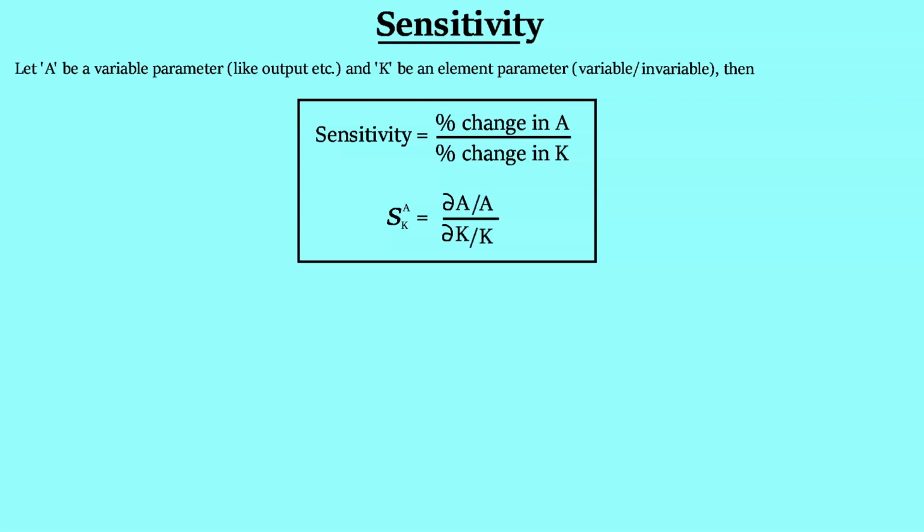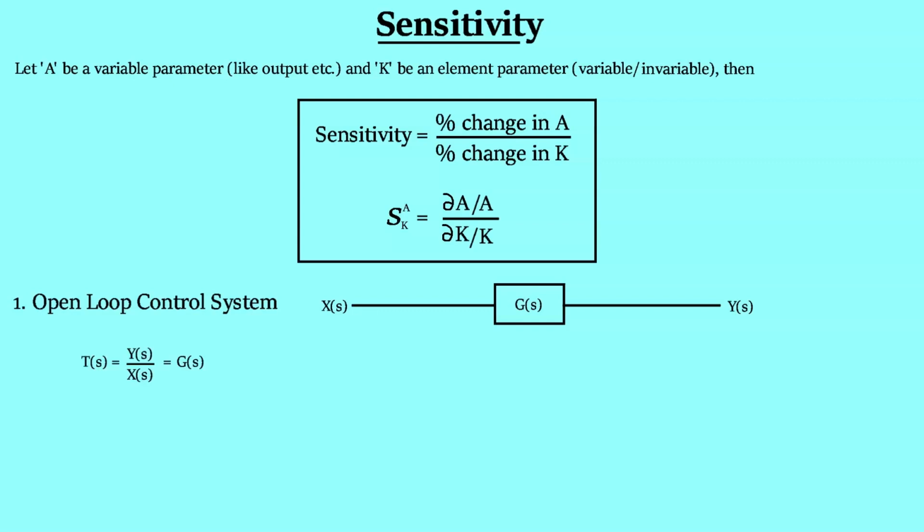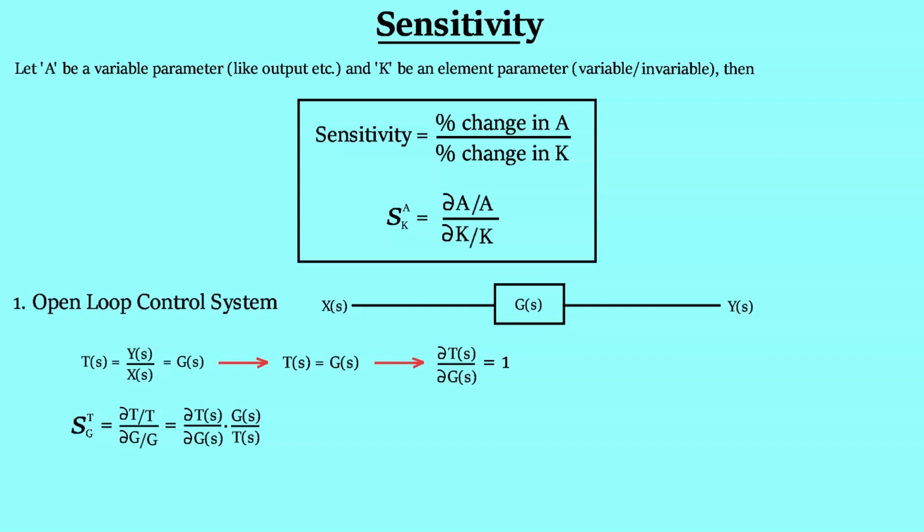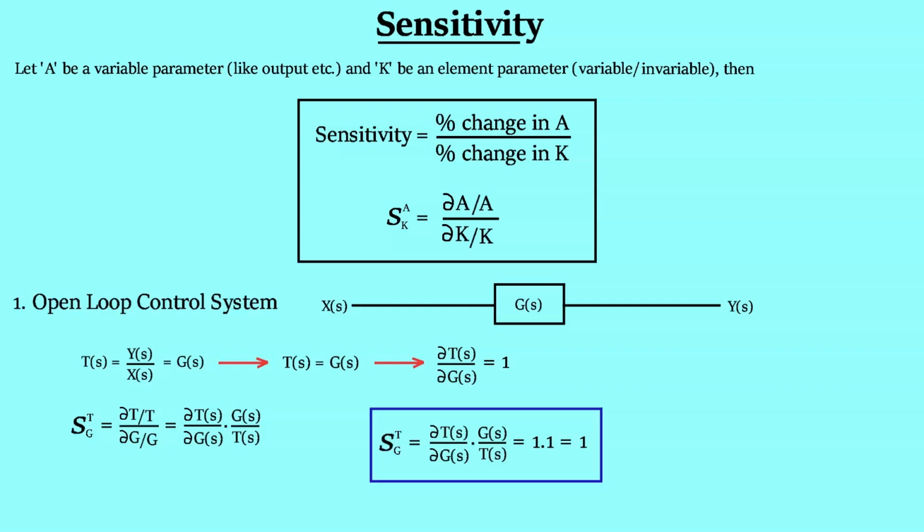First, consider an open loop control system whose transfer function will be equal to feed-forward function. Now, if we have to find the sensitivity of the transfer function with respect to feed-forward function, then first of all, we have to find partial derivative of transfer function with respect to feed-forward function and the ratio of feed-forward transfer function divided by transfer function, which will come out to be equal to 1. Now, the sensitivity will be equal to the product of partial derivative of transfer function with respect to feed-forward function and the ratio of feed-forward function divided by transfer function. After multiplication, we will find the sensitivity will come out to be equal to 1.